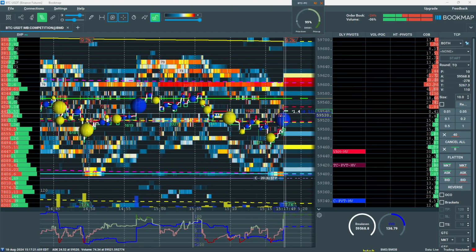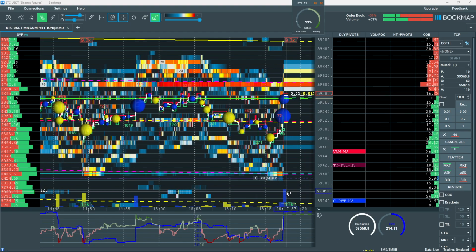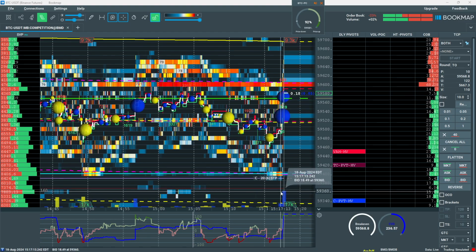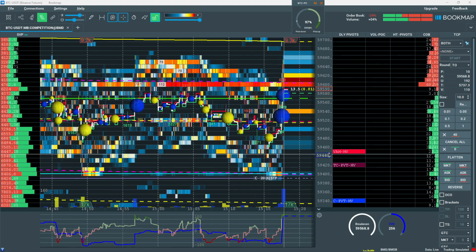Alright, this is what I want to see right here. Big volume coming in. Lots of volume, heavy volume. Look at that volume right there. Nice. So we're back up to my break-even point.